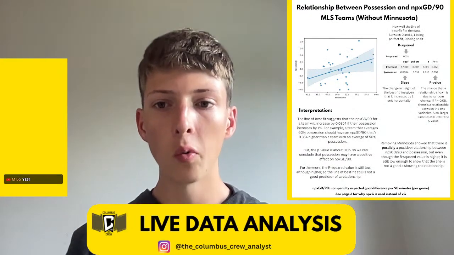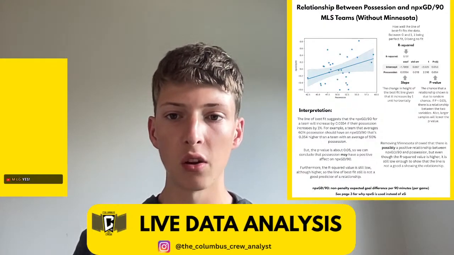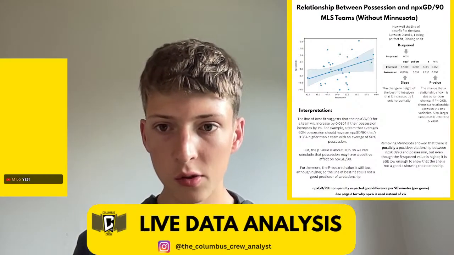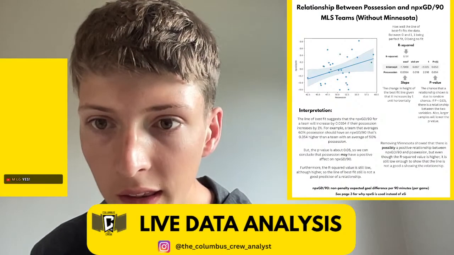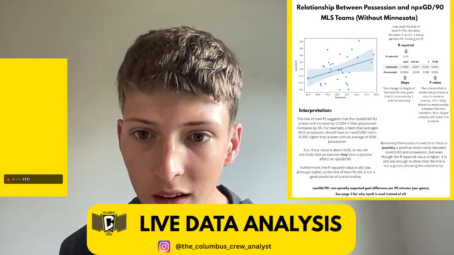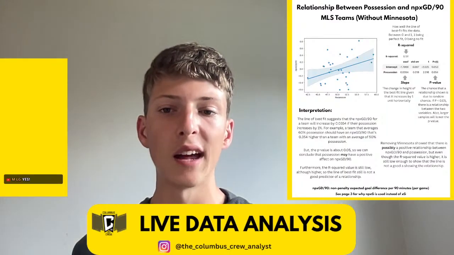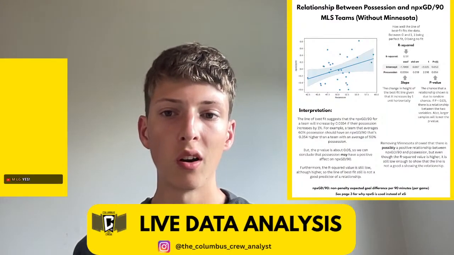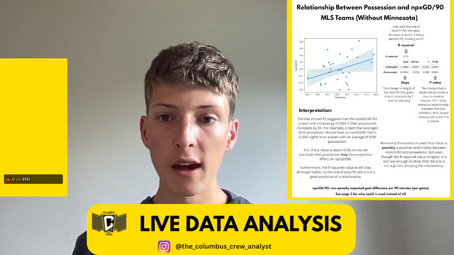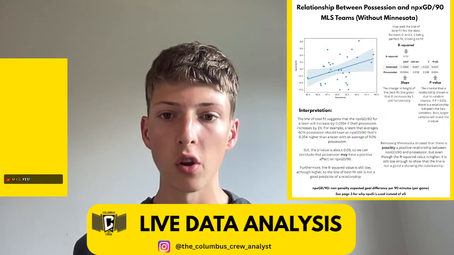So now we're looking at the same thing but without Minnesota. You can see the line is a little bit more sloped. And if you look at the R squared value, that is 0.1, or I can't really read that. But anyways, it's higher now. So that means that the line is a better fit for the data. And then the p-value is actually lower.